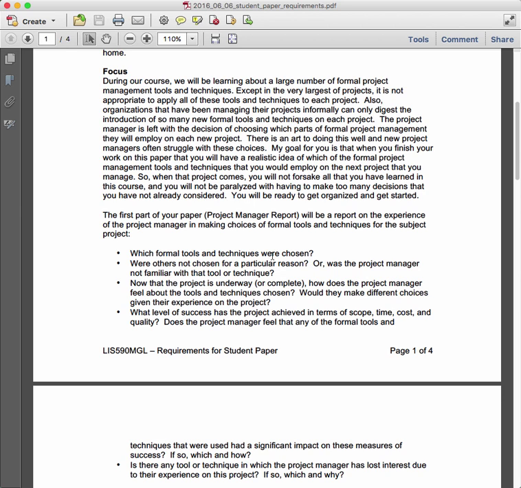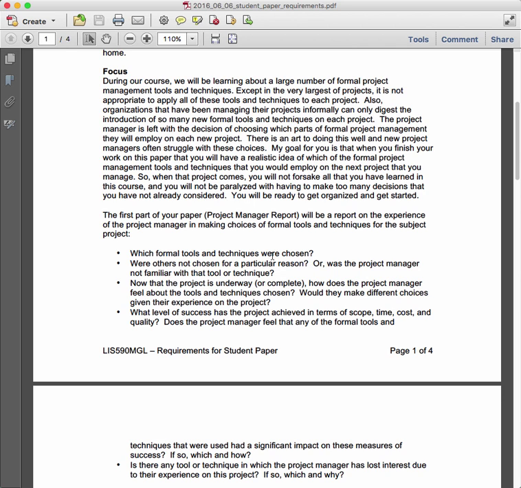So I want you to begin to start thinking about which of these things are going to be appropriate to use on the first of your projects, or the next of your projects, again, if you've already done a project, okay? And there's nothing quite like this.